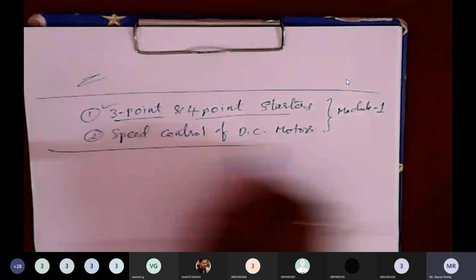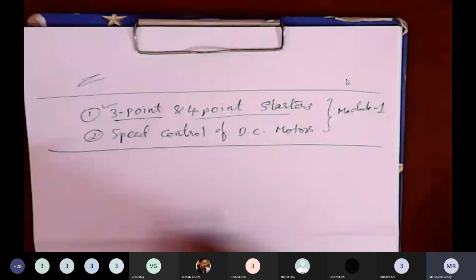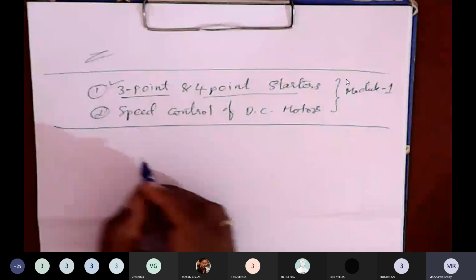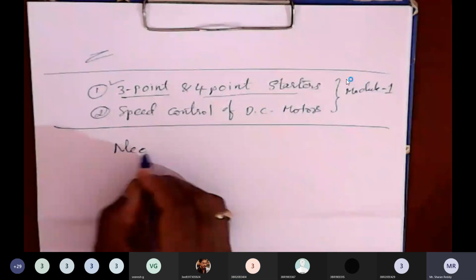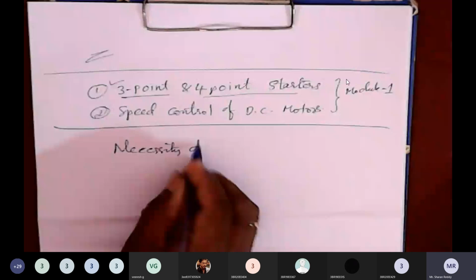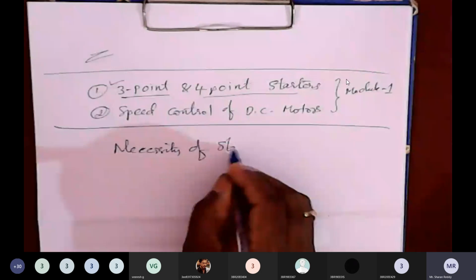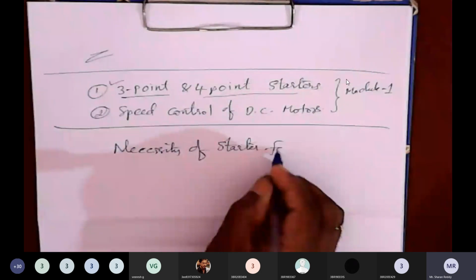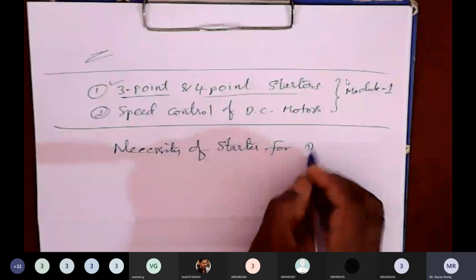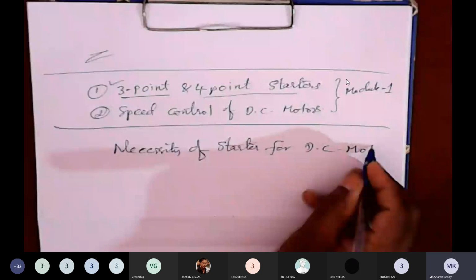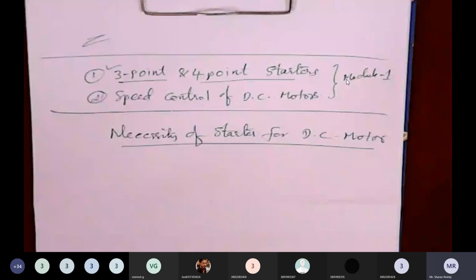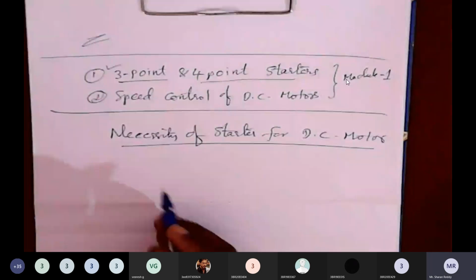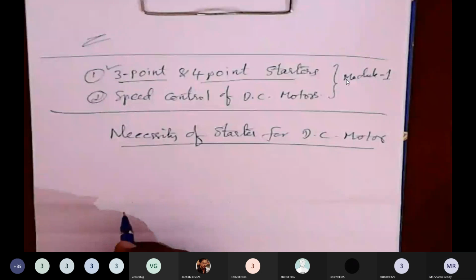Before we move on to the starters, what is the necessity of a starter for a DC motor? You have to first explain this. Why do you have to use a starter for a DC motor? Why can we not connect a DC motor directly across the supply? What happens if we connect it directly?